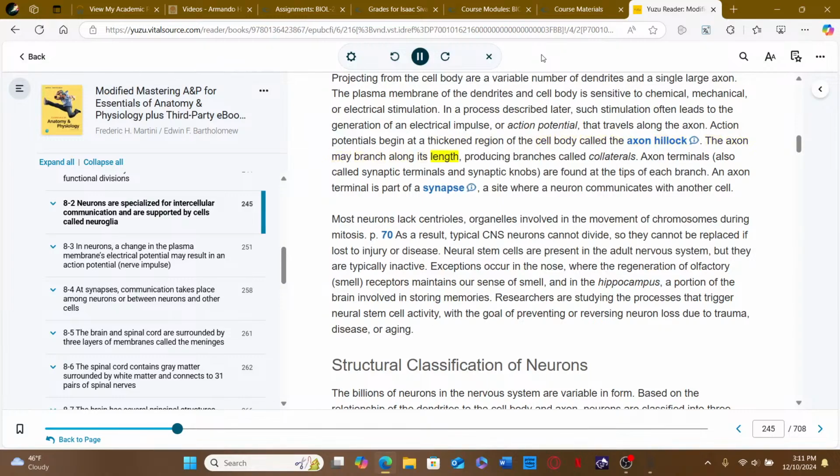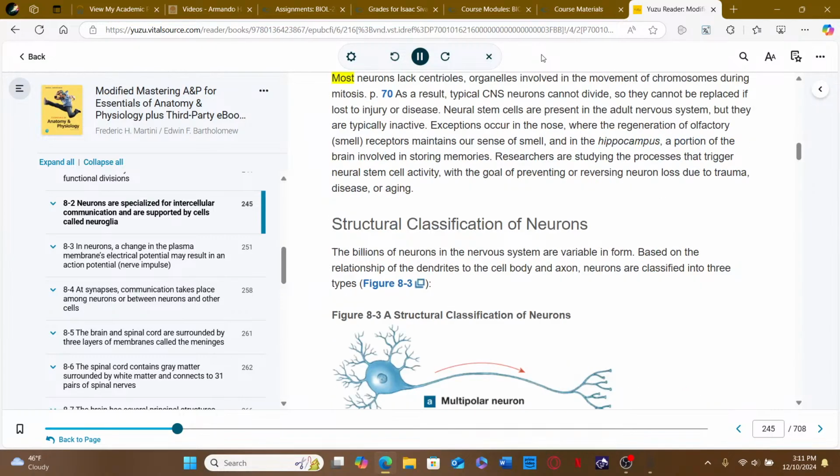The axon may branch along its length, producing branches called collaterals. Axon terminals, also called synaptic terminals and synaptic knobs, are found at the tips of each branch. An axon terminal is part of a synapse, a site where a neuron communicates with another cell. Most neurons lack centrioles, organelles involved in the movement of chromosomes during mitosis. As a result, typical CNS neurons cannot divide, so they cannot be replaced if lost to injury or disease.